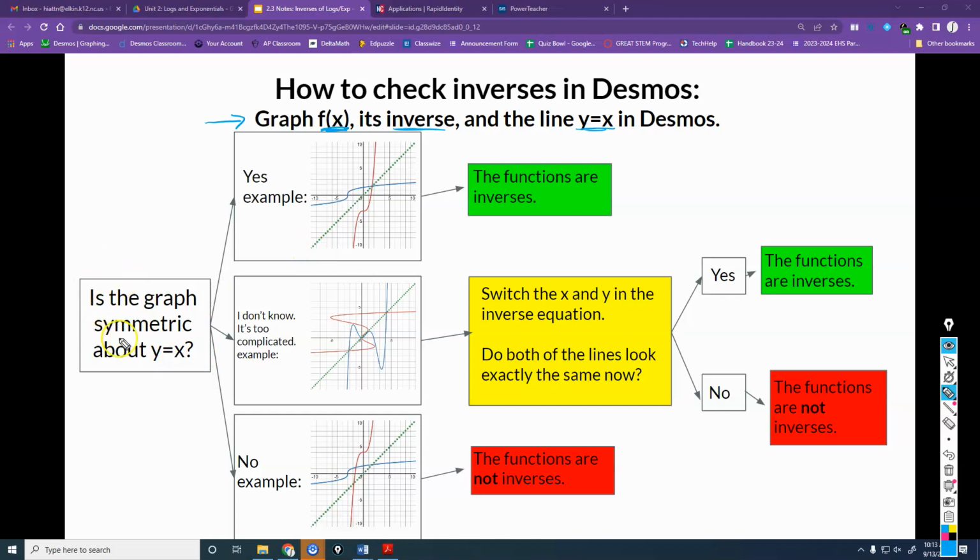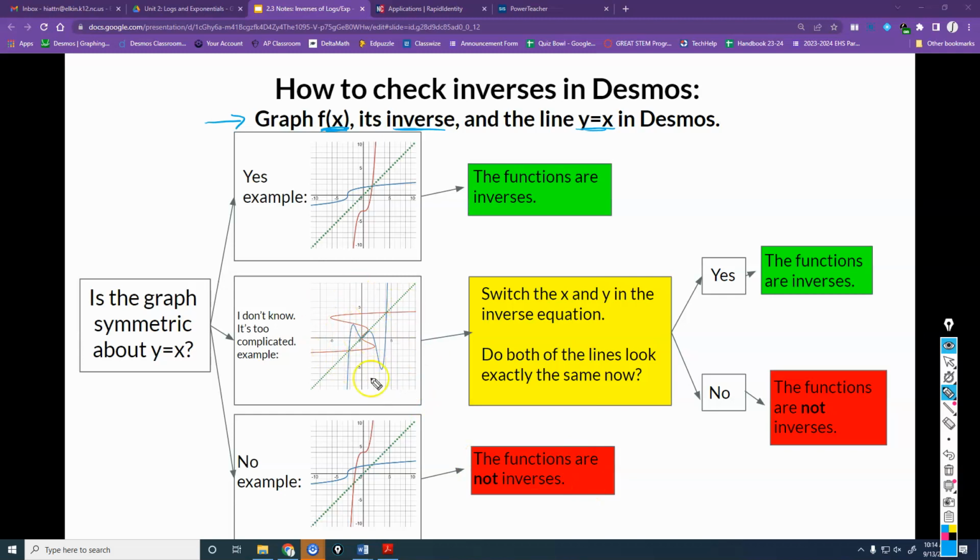And you're going to ask yourself the question, is the graph symmetric about y equals x? That means, could I fold it in half on that dotted line that I've got right there, and the two sides would match up? Sometimes it's pretty easy to tell. Like right here, that looks like a line of symmetry, it's cutting that right in half. And so, yes, these would be inverses, if that's the case. Sometimes it's pretty obvious they are not symmetric. If I try to fold this in half on that dotted line, my two sides are not going to match up. So that would be an obvious no.